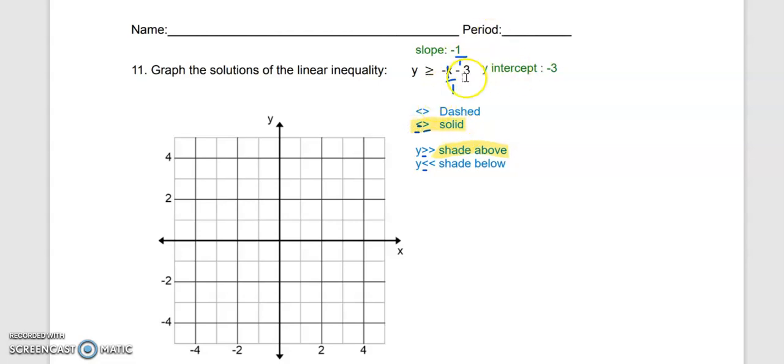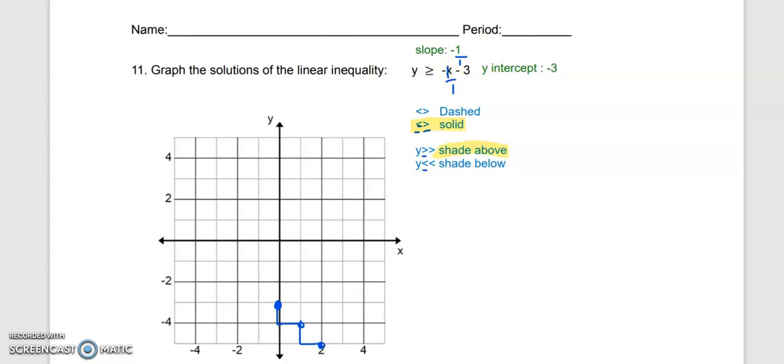Now to graph it, I need to first identify my y-intercept, which is negative 3. So on my y-axis, I need to go down 1, 2, 3 and put a point right here. This is my y-intercept. And then my slope being negative 1, that's the same thing as negative 1 over 1. So I can go down 1 and to the right 1.